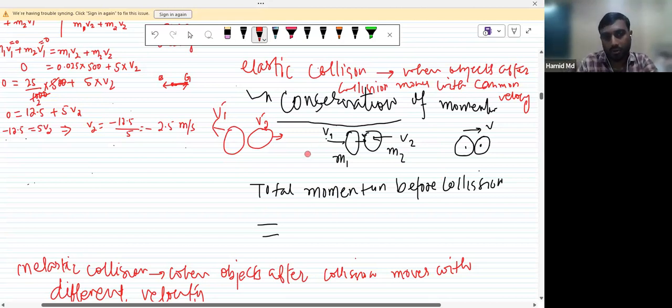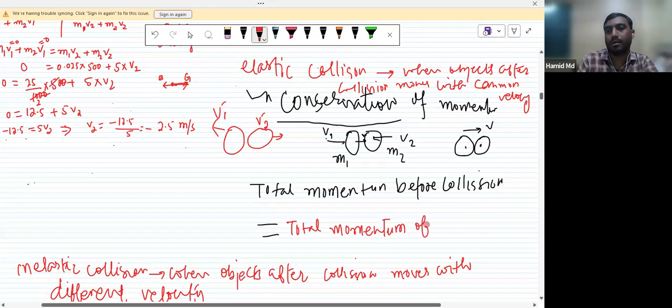So the conservation of momentum now comes. The total momentum before collision should be equal to the total momentum after collision. What is the spelling of collision? C-O-L-L-I-S-I-O-N, right? Single S. Yes. Okay, so this is the single S only. You got the meaning now?